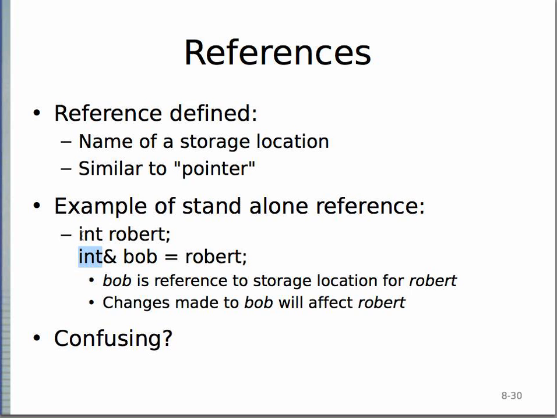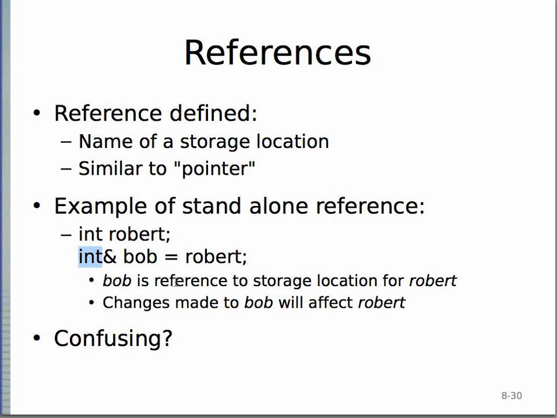So if you had two ints, one int was Robert, one int was Bob, you would have completely different memory locations for storing things. And so if you changed Bob, you wouldn't change Robert. Here, things are different, and this is why you would probably not want to use it like this in a typical program. You wouldn't want to declare a variable called Robert and another variable which points to the same memory location. Why not? Because if you change Bob, Robert changes. If you change Robert, Bob changes, and that's considered hard to debug if you have a lot of variables like this. Okay, so Bob is a reference to the storage location for Robert, and so changes made to Bob will affect Robert.